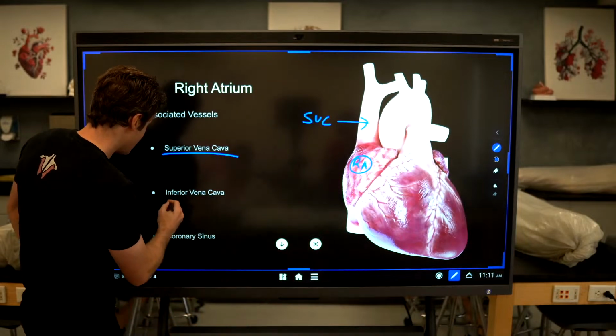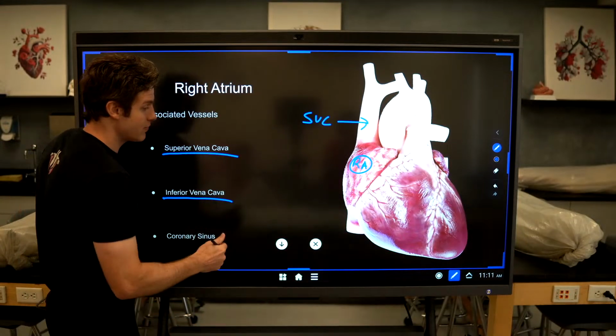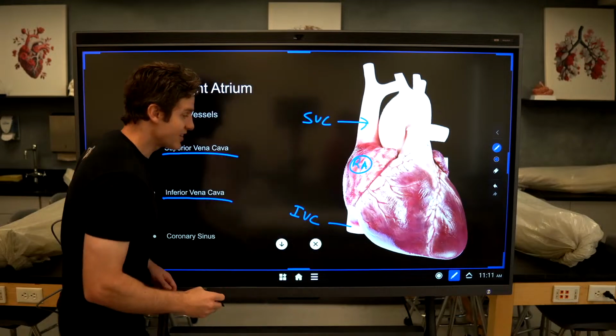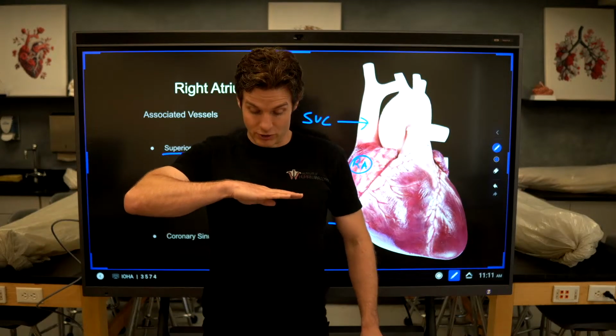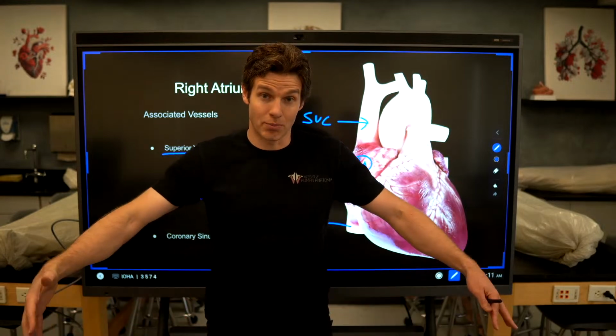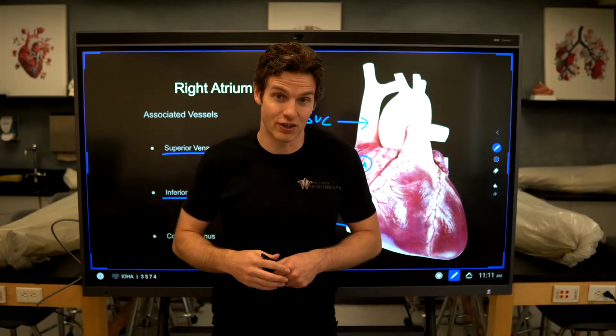Then we've got our inferior vena cava right here, the IVC, and that's essentially going to drain blood from everywhere else below. So think the rest of your trunk and your lower limbs. That blood will eventually drain into that inferior vena cava.